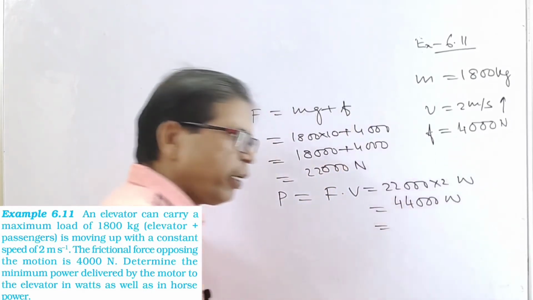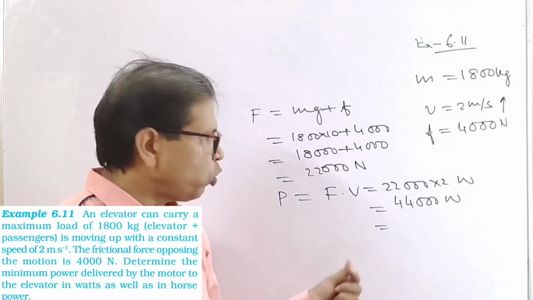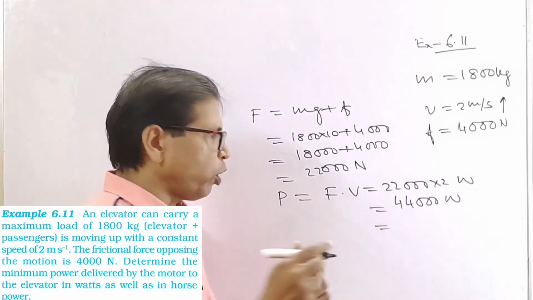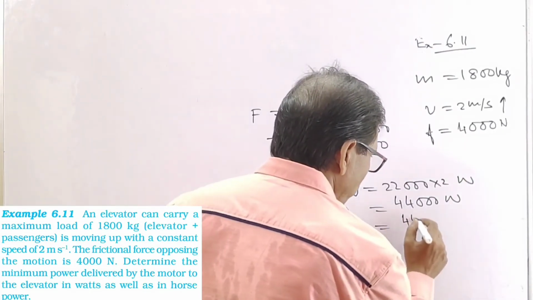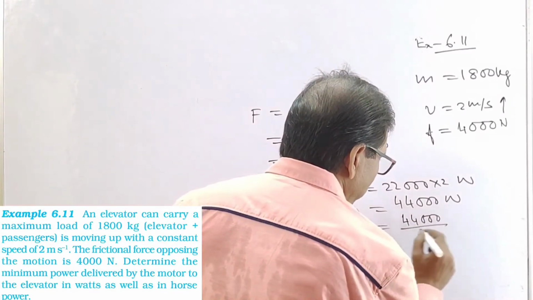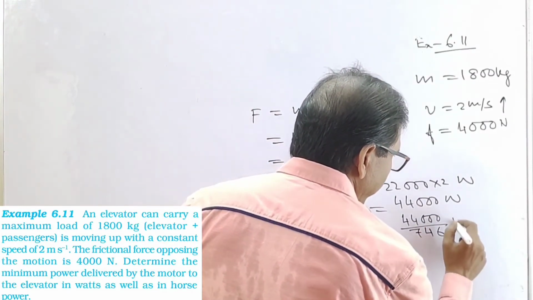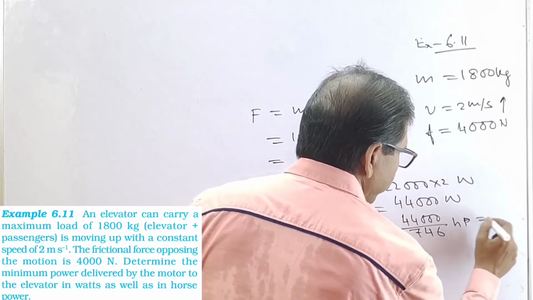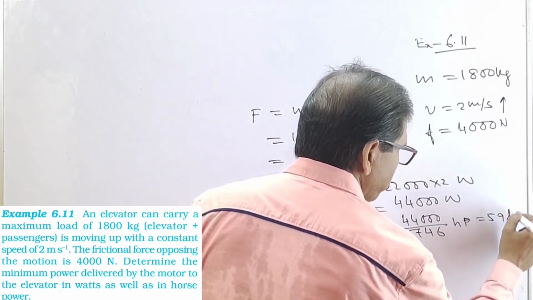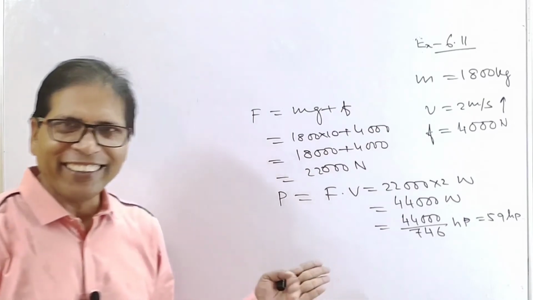Now if we express, so this is 44000 watt. Now this can be converted into HP. So it should be divided by 746. So this is 44000 by 746 HP. This almost equals 59 HP. Okay, understood? Next.